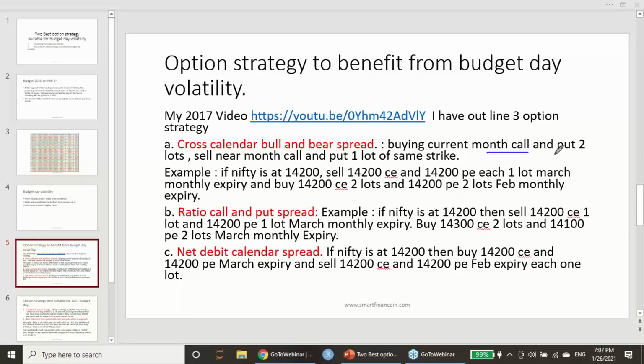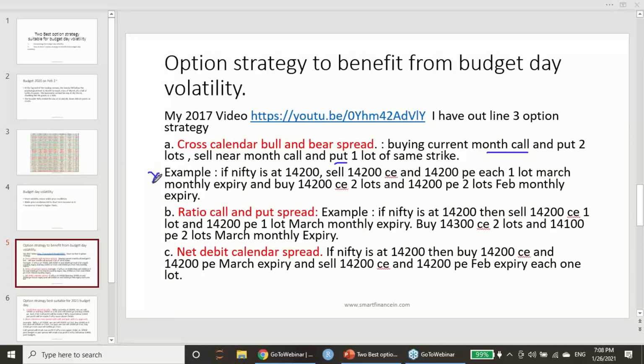Buying current month call and put 2 lots, selling near month call and put 1 lot. Why are we doing so? Because IVs are high, the selling side options will have higher time components, and wider price oscillations will result in a good profit. For that only we are making this.